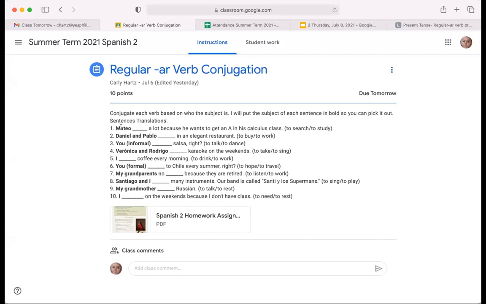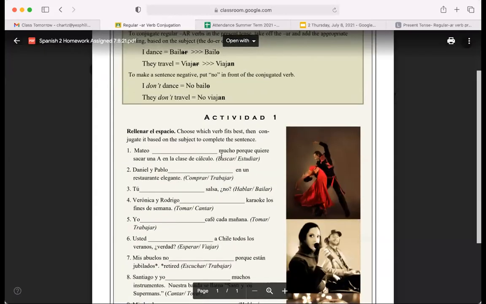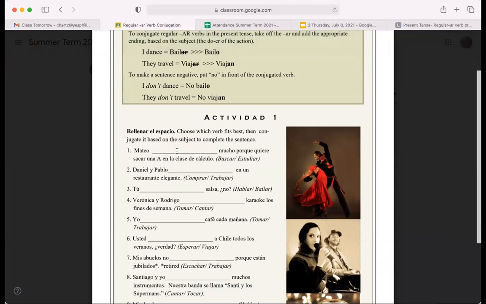The first one says Mateo blank a lot because he wants to get an A in his calculus class. Your options are to search or to study. Which one are you going to pick for that one? He blank a lot because he wants to get an A in his calculus class. He studies, right?